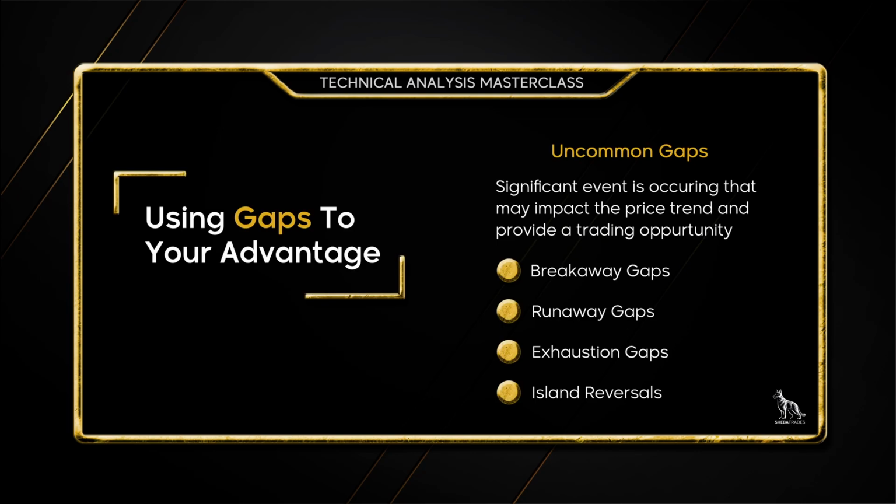An uncommon gap is a significant event that may impact the price and trend and provide a great trading opportunity. So what we're really looking for is the uncommon gap. There are four key ones to look at: the breakaway gaps, runaway gaps, exhaustion gaps, and island reversals. In the next lesson, we're going to go through each of those individually and show you how to watch for them, how to recognize them, and how to trade them to make some profits off of those types of gaps that can occur.